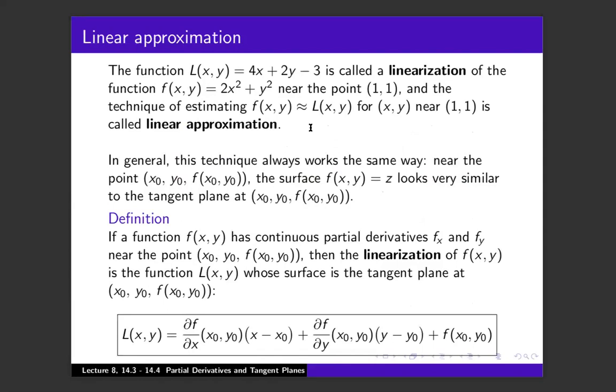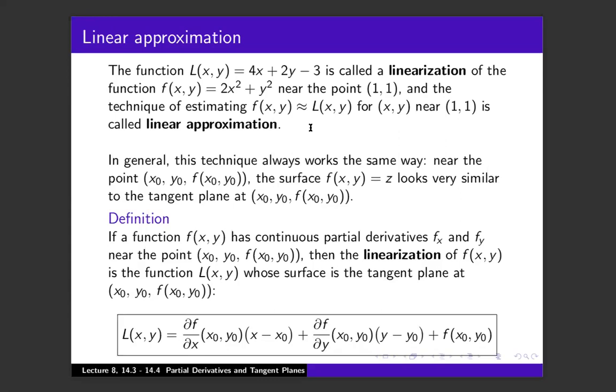And accordingly, this technique of estimating this function f(x,y) near that point is called linear approximation. Now, this technique always works the same way pretty much. Near this point, the surface f(x,y) equals z looks very similar to the tangent plane at that point. So we actually call that tangent plane the linearization of f(x,y). It's the function L(x,y) whose surface is just the tangent plane at that point.